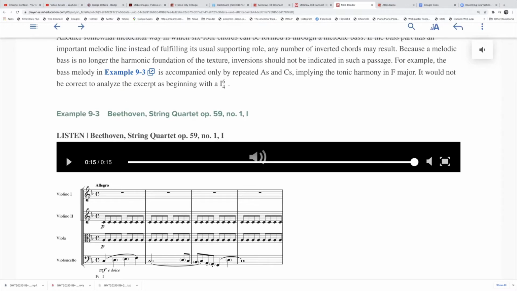That is so bizarre. Let's try it again. Example 9-3. Nothing? Nothing.